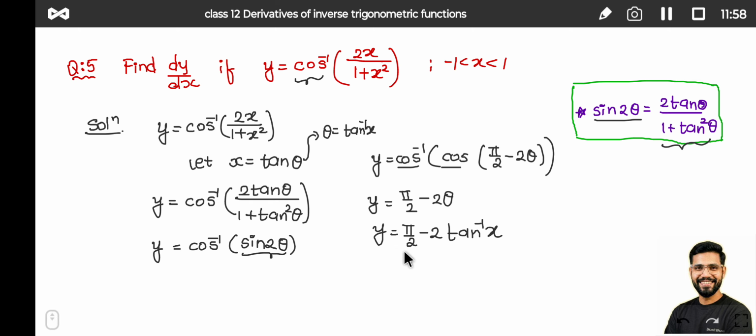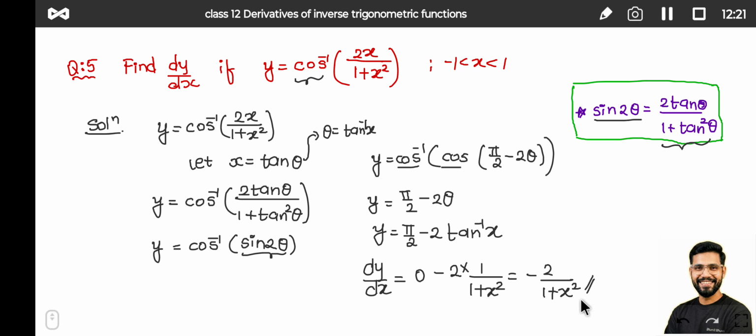So if we take the derivative with respect to x on both the sides, derivative of y, which is dy by dx, is equal to derivative of pi by 2, which is 0, minus 2 as it is, into derivative of tan inverse of x, which is 1 upon 1 plus x square. So the answer is minus 2 upon 1 plus x square.